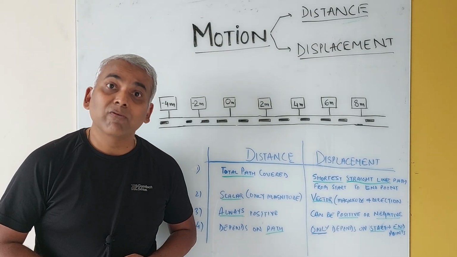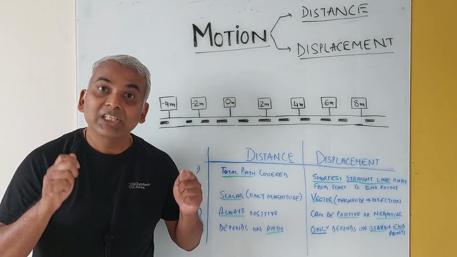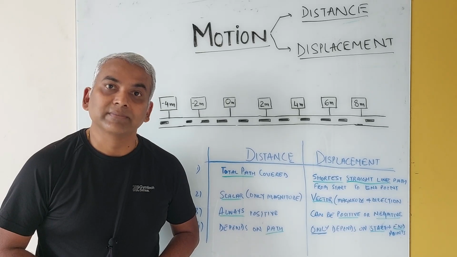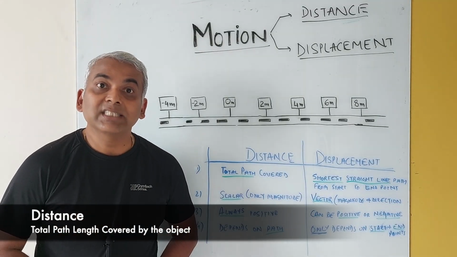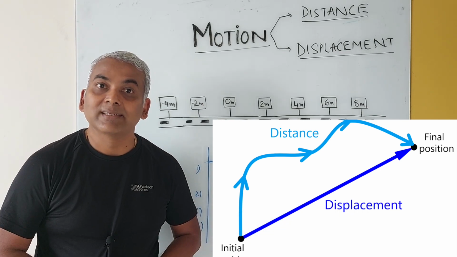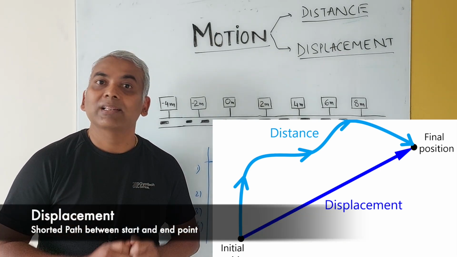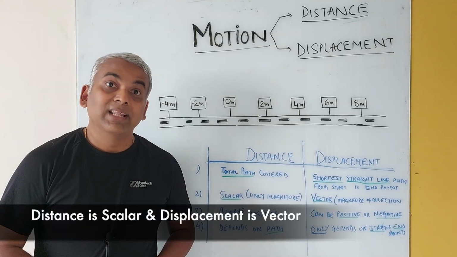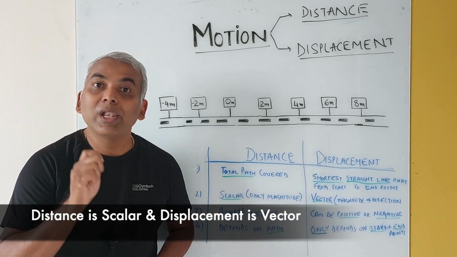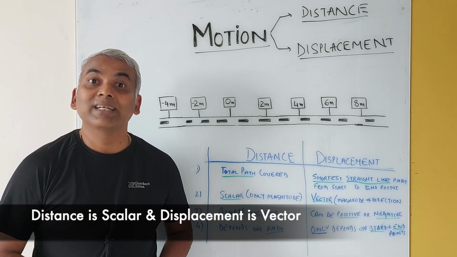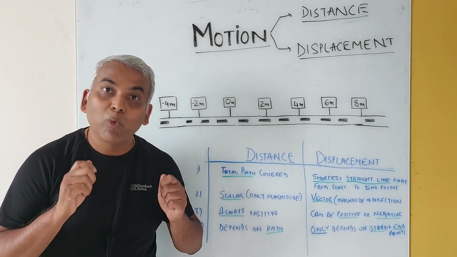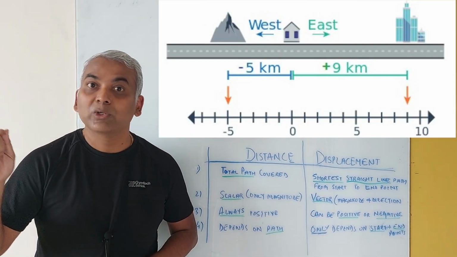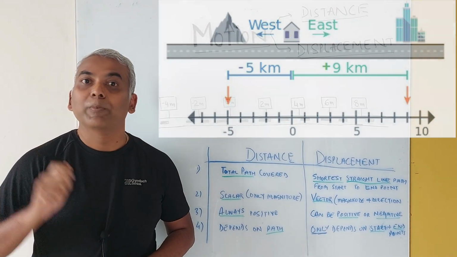Now that we have got a sense of reference point, direction and relation of sign with the direction, we will formally introduce the concept of distance and displacement. By definition, distance is the total path length covered by the object and displacement is the shortest path length between the start point and the end point. Please note here that distance is a scalar quantity. It has only magnitude. However, displacement is a vector quantity and is described by both magnitude and direction. For example, we said that the building is 9 km towards east direction or plus 9 km.